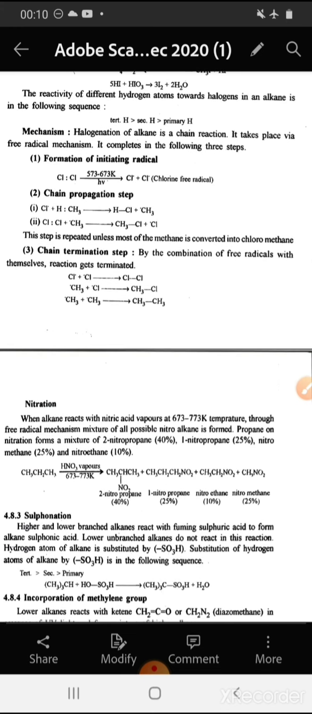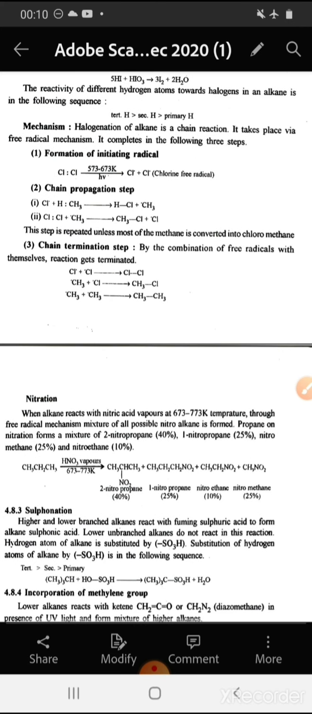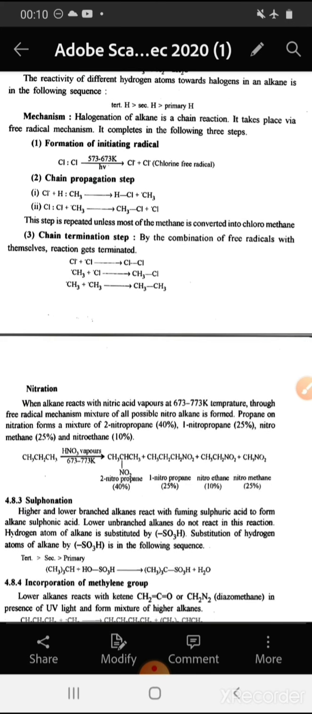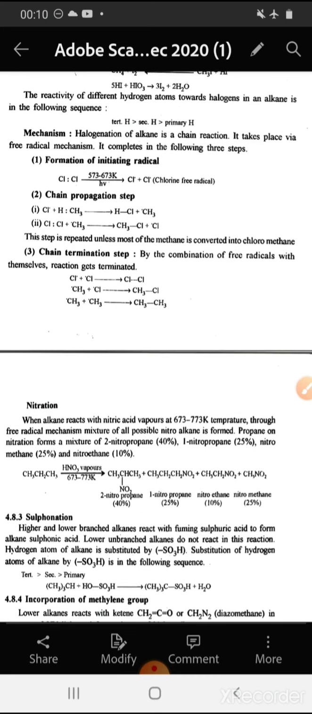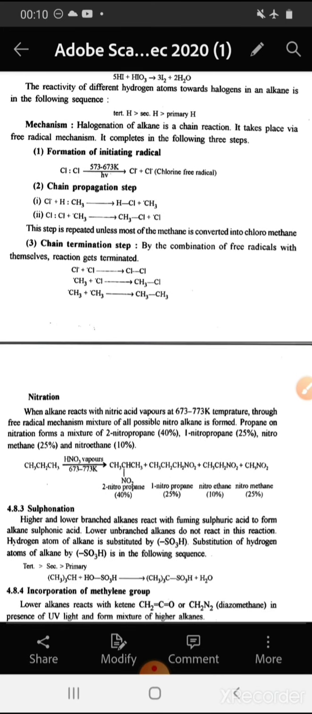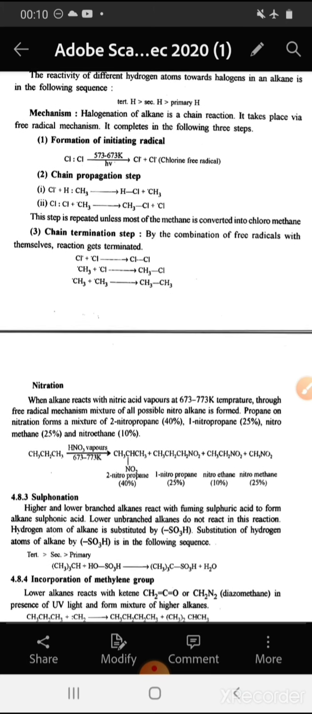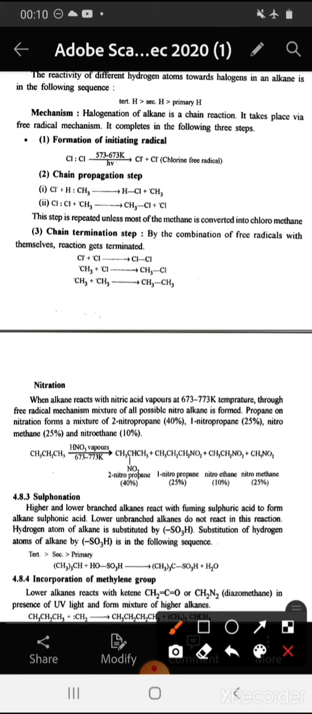If we consider the mechanism, then the halogenation of alkane is a chain reaction. It takes place via free radical mechanism. It completes in the following 3 steps. The first step is the initiation step, the formation of initiating radical. Chlorine molecule undergoes homolytic fission in the presence of diffused sunlight at 573 to 673 Kelvin and forms 2 chlorine free radicals. And the second step is the chain propagating step.